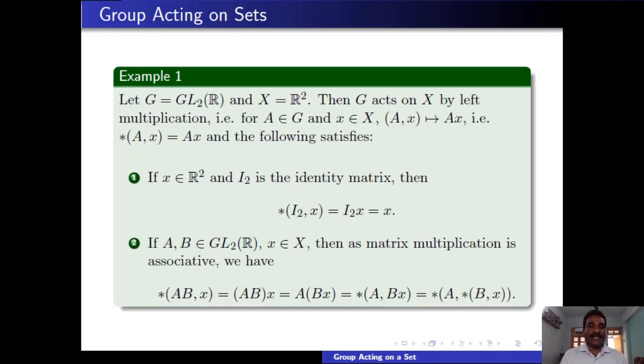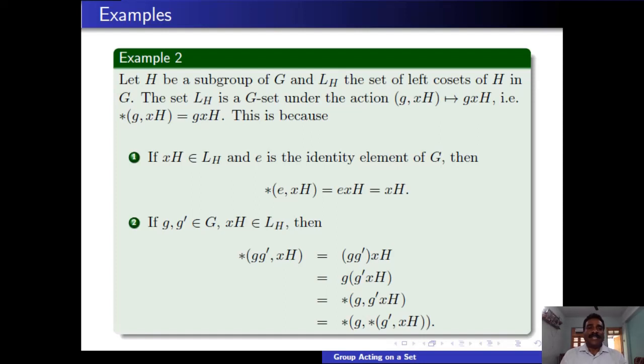Let us see another example. Let H be a subgroup of G. All of you are familiar with the set of left cosets of H in G. So let us take L_H equal to the set of all left cosets of H in G, that is our X.